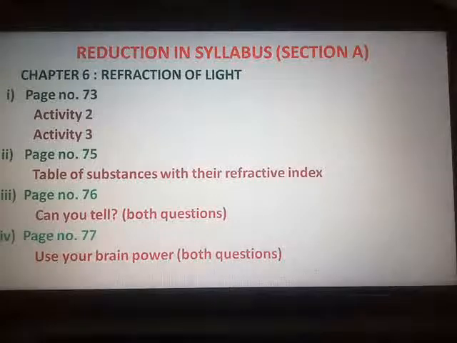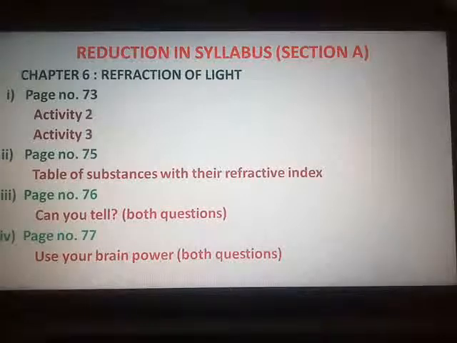Page number 73. You can see in your textbook on page number 73 there are 3 activities: activity number 1, activity number 2 and activity number 3. Out of the 3 activities, activity number 2 and activity number 3 are removed. So cancel both the activities. For both the activities you have 5 points, so remove all the points. Both the activities you don't have to study.